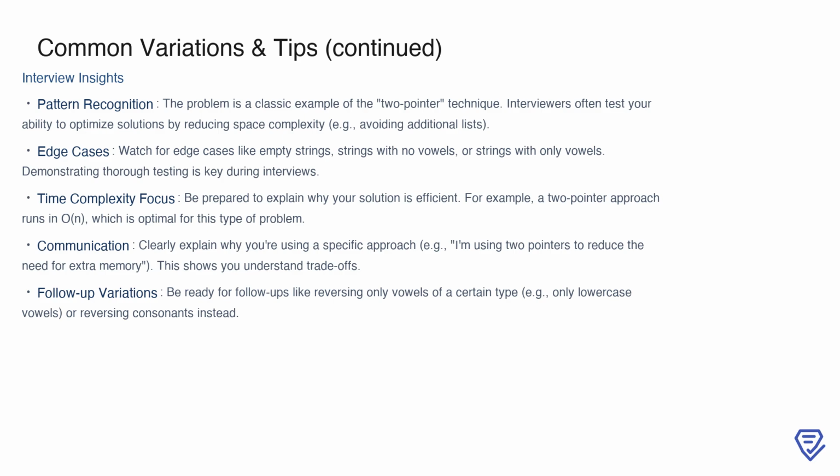Be prepared to explain the time complexity of your solution as well. For example, the two-pointer approach achieves O(n) time complexity, which is optimal for this problem. Clear communication is also critical. Describe your thought process as you go, such as explaining why you're using two pointers and how it minimizes memory use. Lastly, interviewers may challenge you with follow-up variations. For instance, they might ask you to reverse only lowercase vowels or to reverse consonants instead. Being ready for these twists shows adaptability and a deep understanding of the problem.